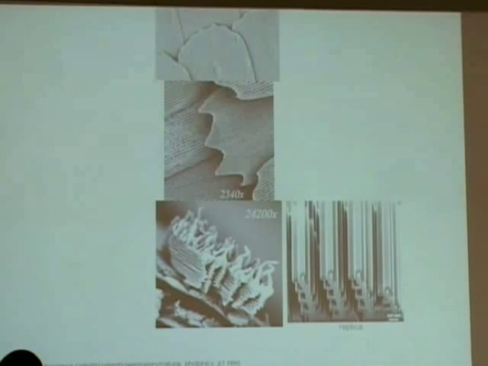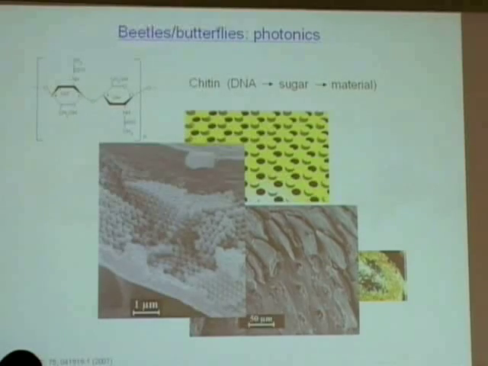This, on the right, is a biomimetic. Some scientists saw how cool these butterfly wings were and figured out how to make them in the lab. So nature is an inspiration to science.